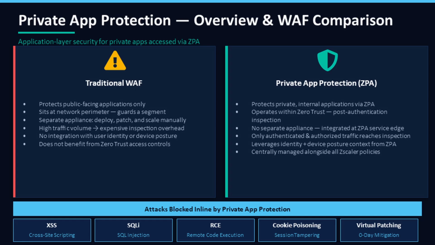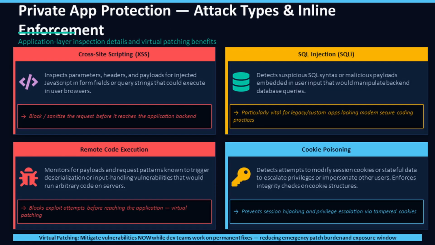And the way it works in the zero trust model is fundamentally different from a traditional WAF. Only authenticated, authorized traffic gets inspected. This dramatically reduces the volume of traffic requiring deep inspection compared to a perimeter WAF. And because private app protection is part of the Zscaler platform, it has access to the same identity and device posture context that ZPA uses. Policies can be differentiated based on user role, device compliance status, and risk level, something a standalone WAF appliance simply can't do.